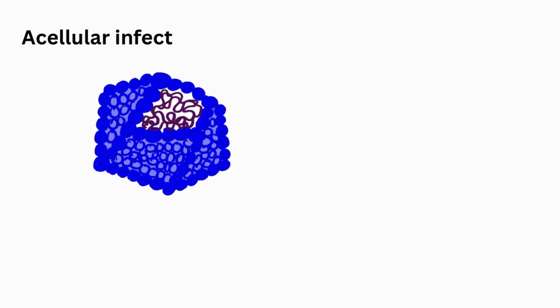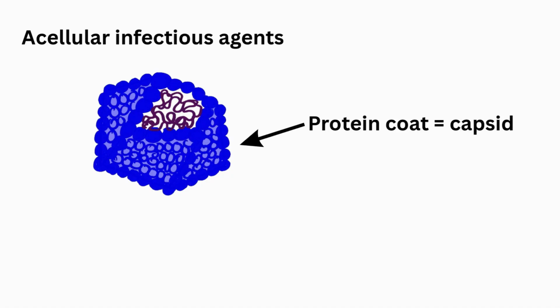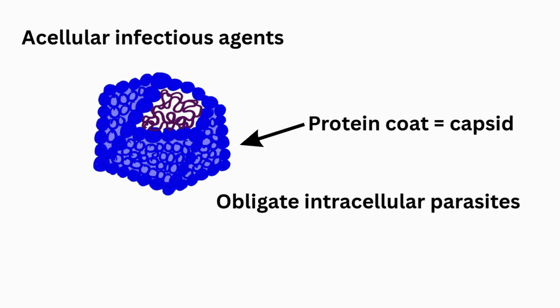Viruses are acellular infectious agents composed primarily of nucleic acid surrounded by a protein coat. Unlike cellular organisms, viruses lack metabolic machinery and cannot replicate independently. Their replication requires entry into a host cell where the host transcriptional and translational systems are hijacked to produce viral components. Because of this dependence on host cells, viruses are classified as obligate intracellular parasites.